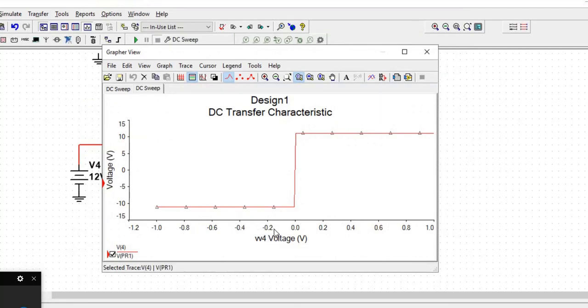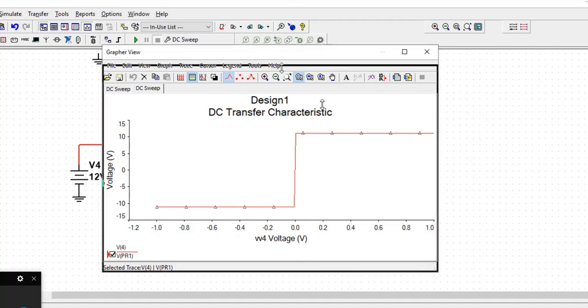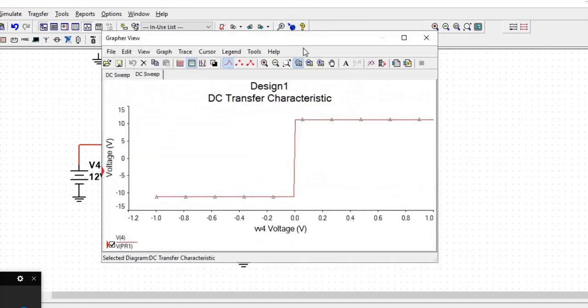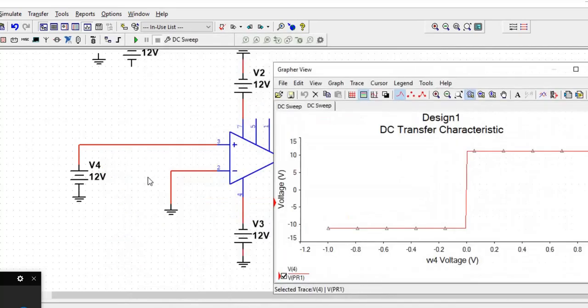So what are we seeing here? When the voltage at pin number 3 is negative, the output voltage is like -11 or something. And when the voltage at pin number 3 is positive, the output voltage is +11 or something. So it seems like this is acting like a threshold, right? If the input voltage at the non-inverting input is negative, the output will be negative voltage. And if the voltage at pin number 3 is positive, the output will be some positive voltage.